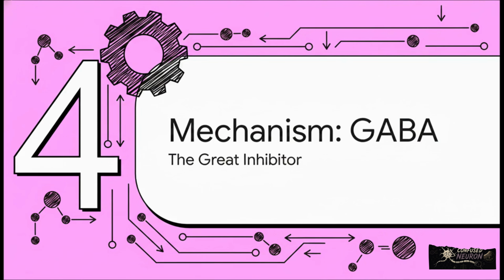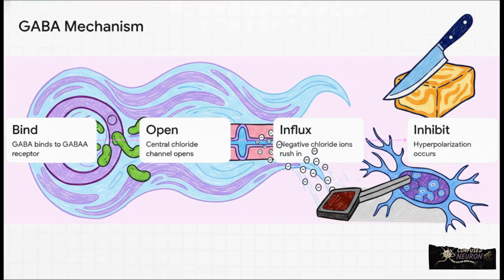It is time for Chapter 4, Mechanism of Action, and we're focusing on our brain's great inhibitor, GABA. Let's walk through this magical little sequence step by step. Step 1, GABA binds directly to its receptor. Step 2, the central chloride channel opens up. Step 3, all that negative chloride rushes in. And Step 4, hyperpolarization happens.